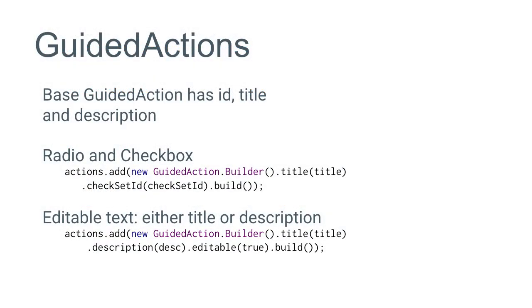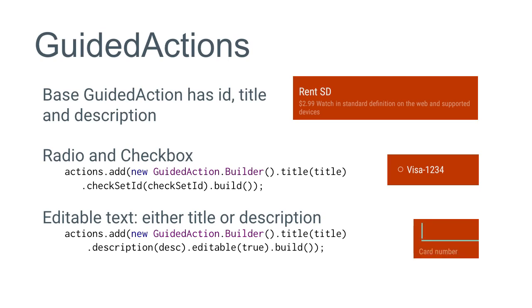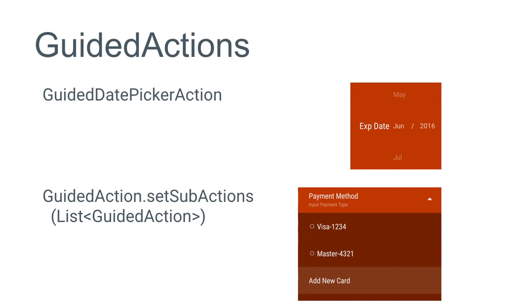A guided action has an ID, which lets your program know which guided action the user has interacted with. It has a title and description. The basic guided action is a click-only action. You can also make the guided action a radio or checkbox. You can make the title editable, or you can make the description editable, but not both at the same time. Here are some advanced examples: the date picker and a list of sub-actions which implement the drop-down list feature.